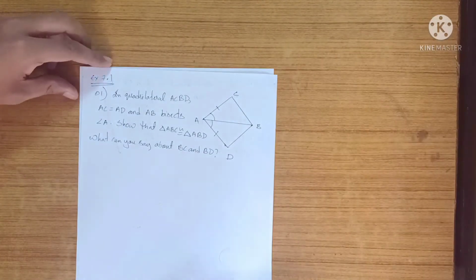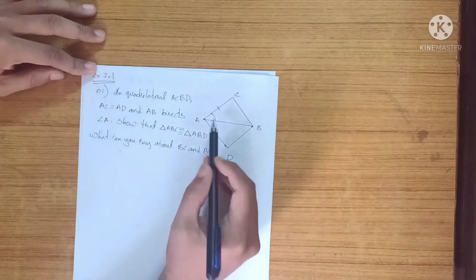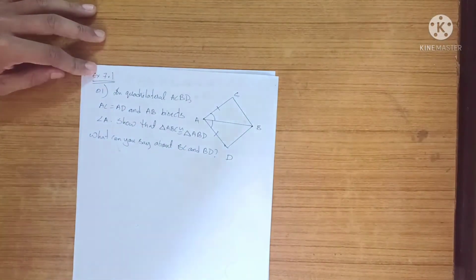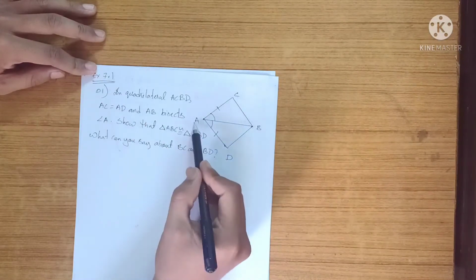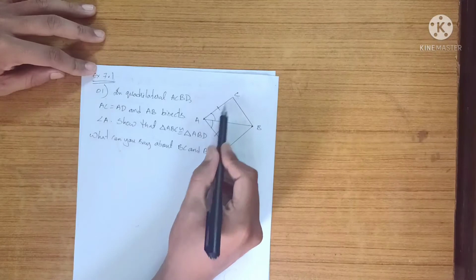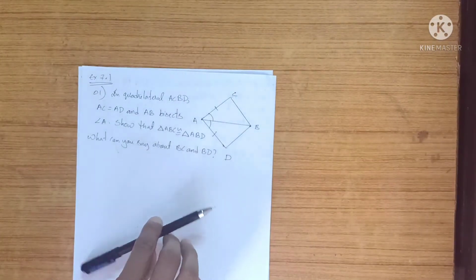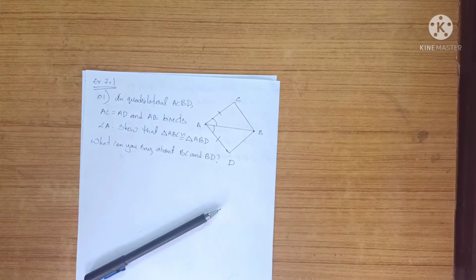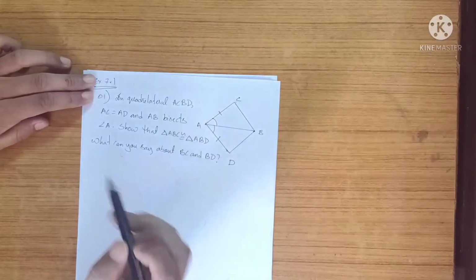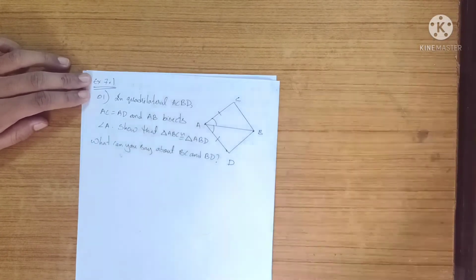So let's start exercise 7.1. Question number 1. In a quadrilateral ABCD, AC equal to AD. They're saying AC and AD have the same measurement. They did not give us the measurement in numbers, but they're saying that they have the same measurement, right? AC equal to AD. And then BD bisects angle A.